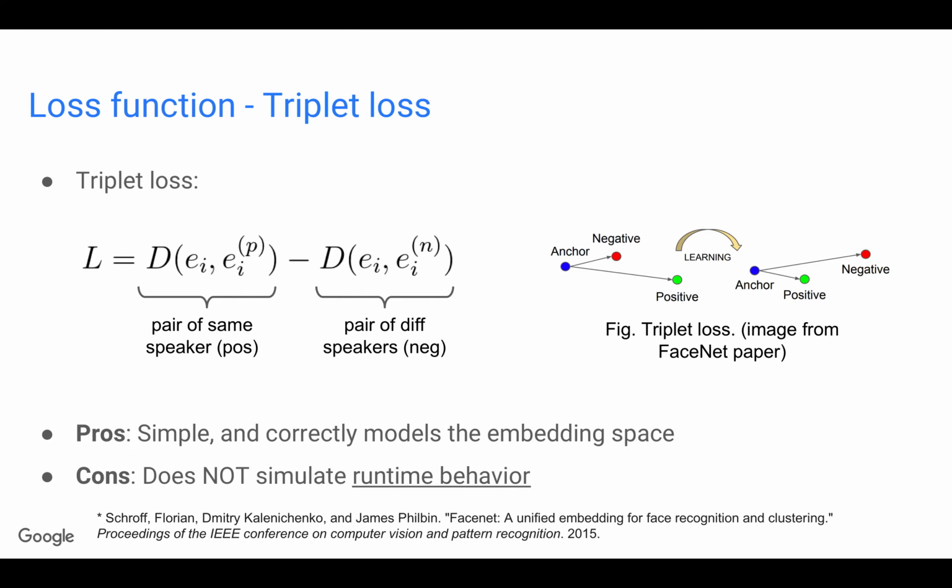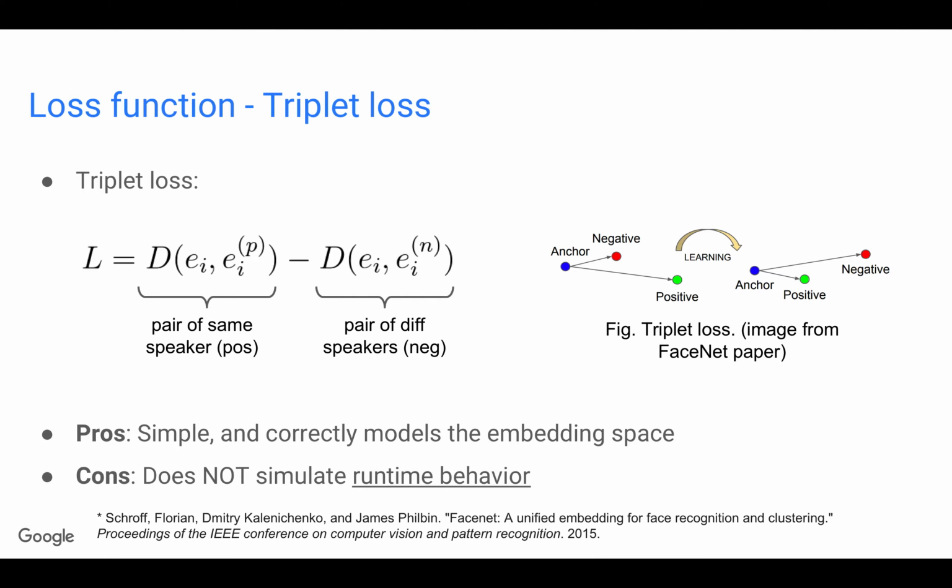So in 2015, the FaceNet people from Google proposed the triplet loss. This is a very simple loss function based on three utterances or three embeddings. First, there is an anchor embedding, which is from an arbitrary utterance. Then we have a positive embedding, which is from the same speaker as the anchor embedding. And the third embedding is called the negative embedding, which is from a different speaker from the anchor embedding.